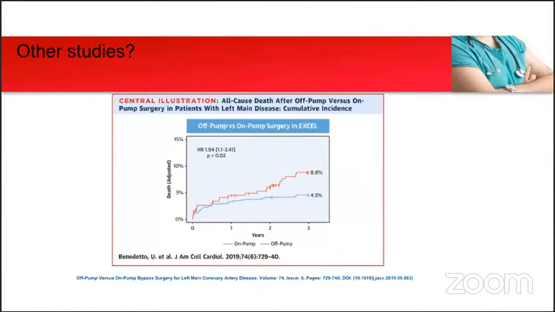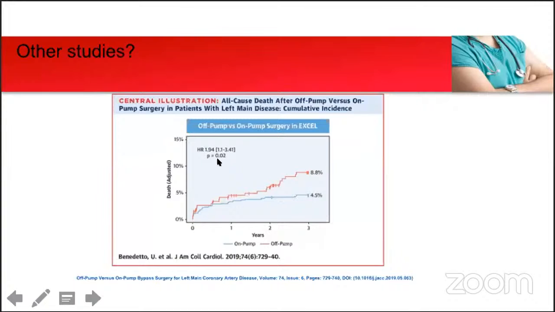Any other studies? Yes, this is a diagram. It is a retrospective analysis from the original Excel trial among patients with left main disease. We can clearly see that off-pump Cabbage resulted in a higher risk of 3 years all-cause mortality compared to on-pump, and also resulted in a lower rate of revascularization of coronary arteries supplying the inferolateral wall.